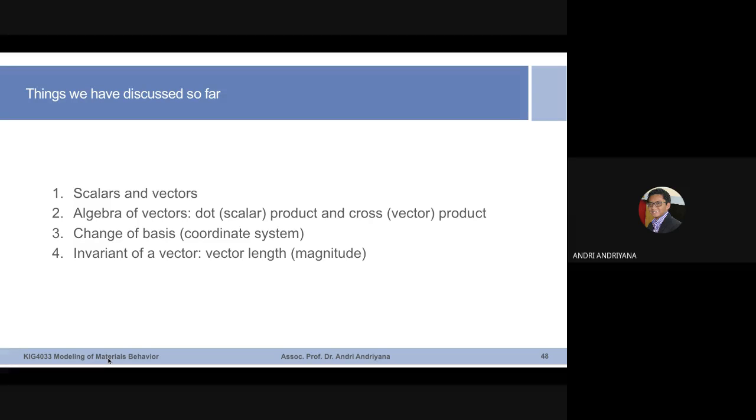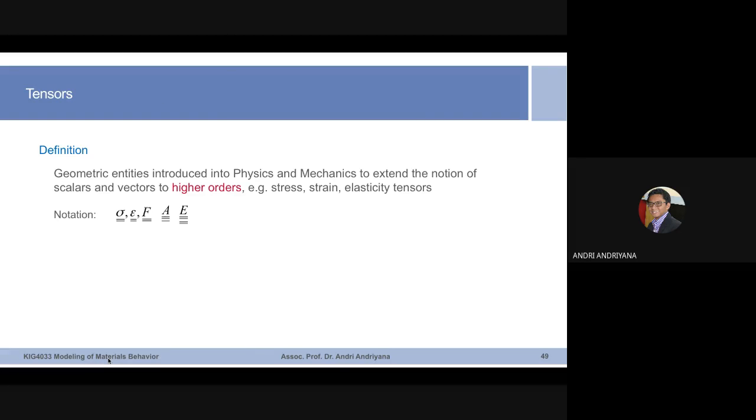An example of an invariant of a vector is the length, or the magnitude, of the vector. So regardless of the choice of the basis, the length of the vector must remain the same. Whether you express the vector with one coordinate system or another, if you check the length, it must be the same. So it is not affected by the choice of coordinate system. This characteristic is called an invariant of a vector, a characteristic which will not change with the change of coordinate system. So these are the things that we have discussed.